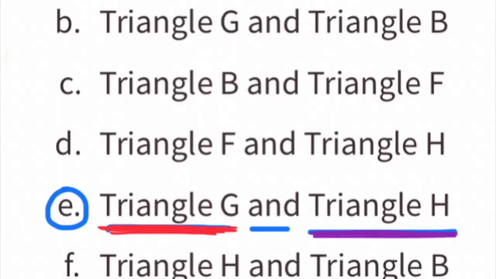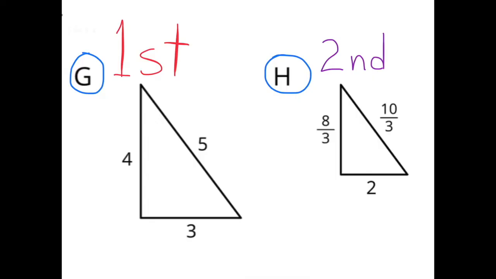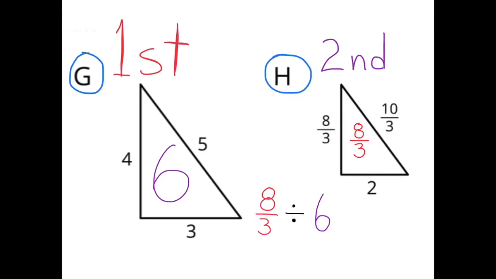E. Triangle G and triangle H. On the left is triangle G. It was the first triangle mentioned. And on the right is triangle H. It was the second triangle mentioned. The area for triangle H is 8/3 square units, and the area for triangle G is 6 square units. We need to determine how much larger triangle H is compared to triangle G. Again, triangle H is actually smaller than triangle G, but we still need to do the division.